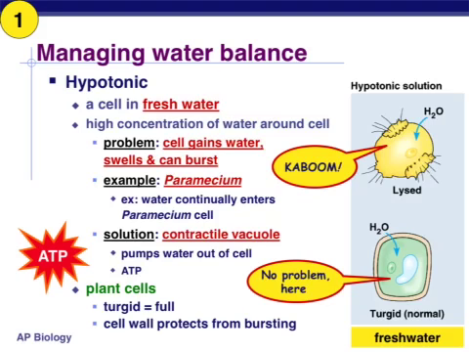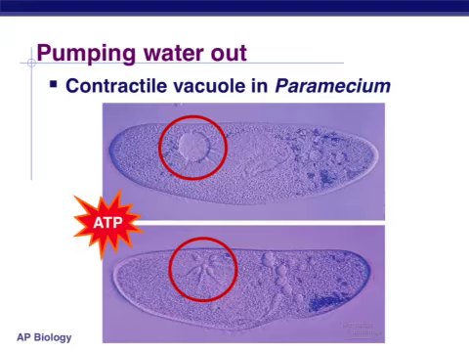In plant cells, they actually want this scenario because it makes them turgid, which makes the cells full, which makes the plant stand up nice and straight, and we don't have a problem with bursting because the cell wall will prevent them from bursting. All right, so this is what Paramecium looks like. This is their contractile vacuole. This is what it looks like when it's full of water. And this is what it looks like when that water has been pumped out.